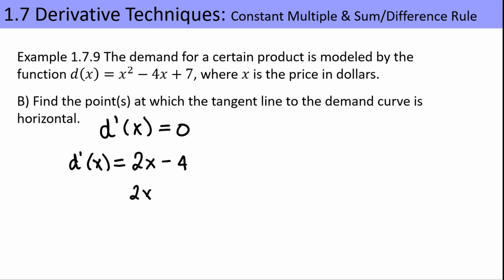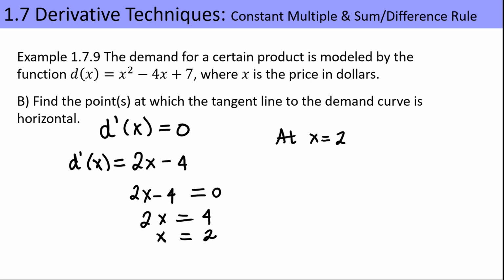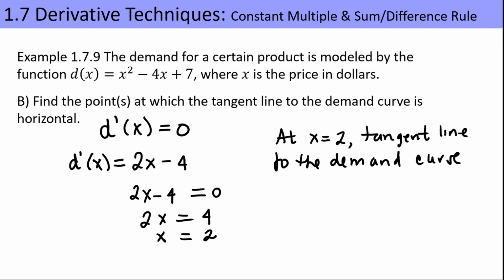Now we set that derivative function equal to 0. That means we take the 2x minus 4, set it equal to 0, and solve for x. You get 2x equals 4, divide by 2 on both sides, and we get x equals 2. We then get to conclude that at x equals 2, the tangent line to the demand curve is horizontal.